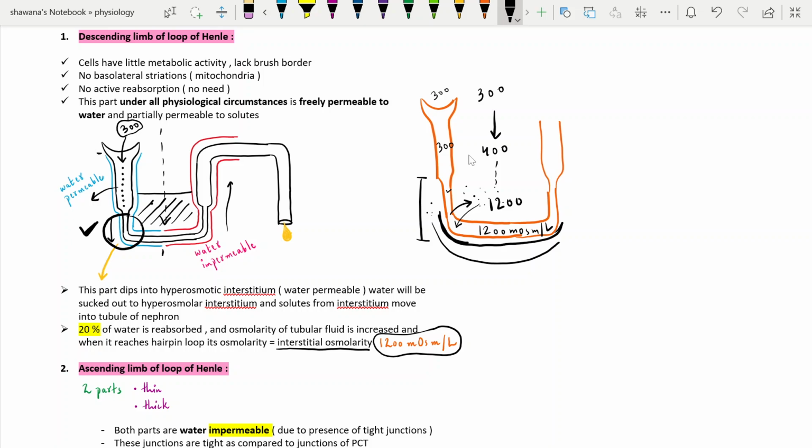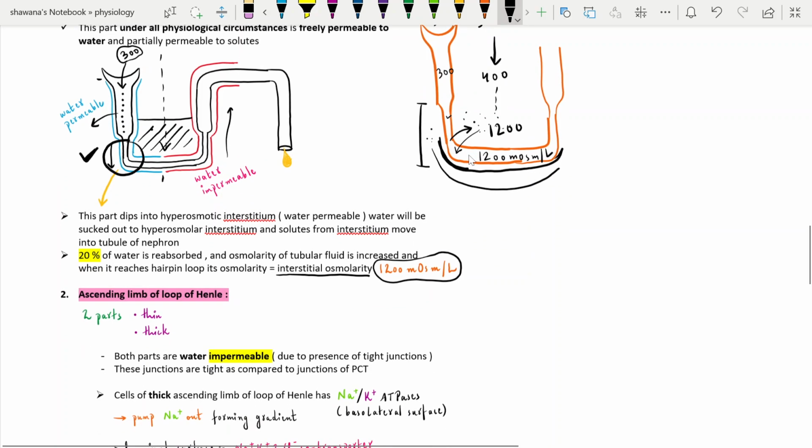Now we have discussed the descending limb of loop of Henle. Let's move towards the ascending limb of loop of Henle.